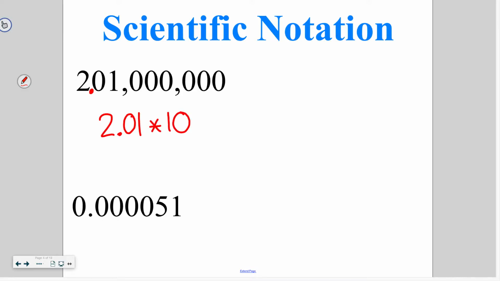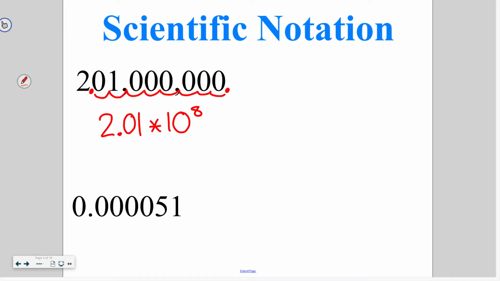Now, since we added in a decimal place, we need to know exactly how far we moved it, because the decimal of our number technically started at the end. So we moved it 1, 2, 3, 4, 5, 6, 7, 8 spaces. Since we moved it 8 spaces, in order to get back to this number, we need to move it back 8 spaces. So, since we've got a large number, we've got 2.01 times 10 to the 8th power.